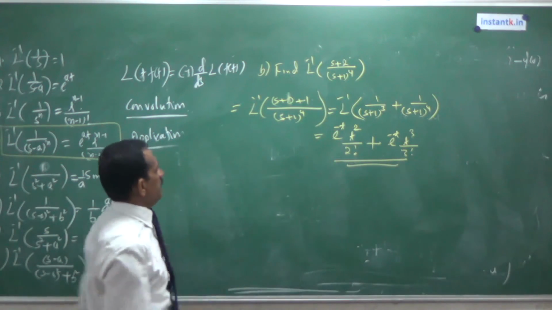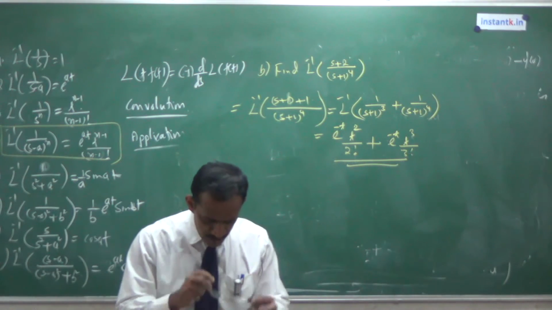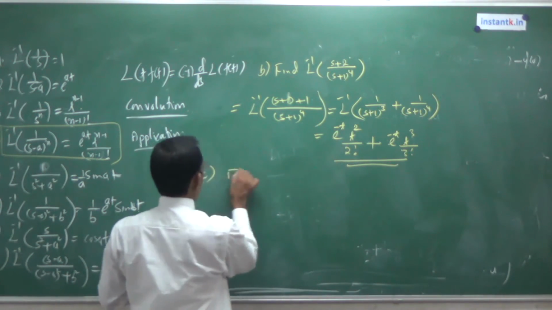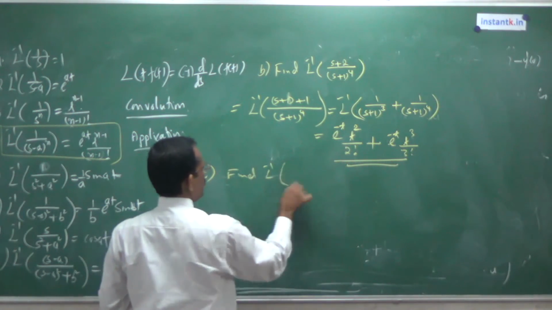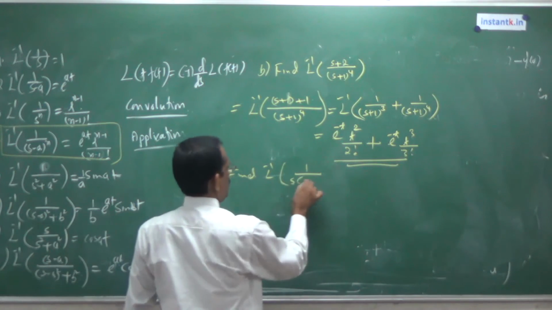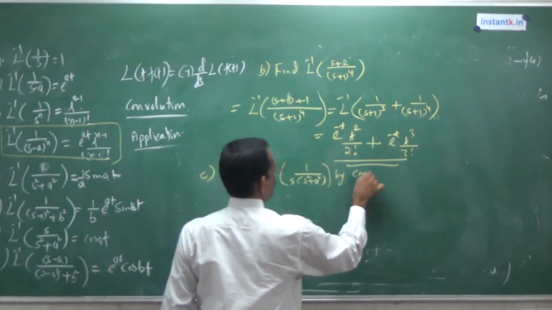That is for part B. What is the question asked in part C? That is by the convolution theorem. Find L inverse of s divided by (s squared plus a squared) by the convolution theorem.